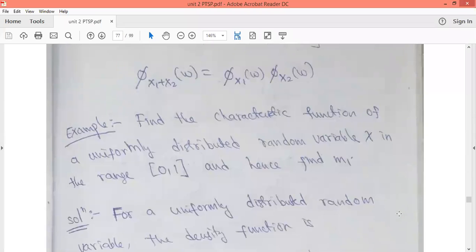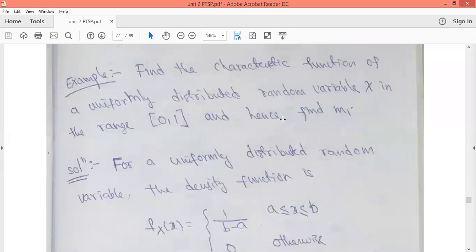So these are the properties of the characteristic equation. Now we'll see one problem here. Find the characteristic function of a uniformly distributed random variable x in the range 0 comma 1. Hence find m1, the first moment.